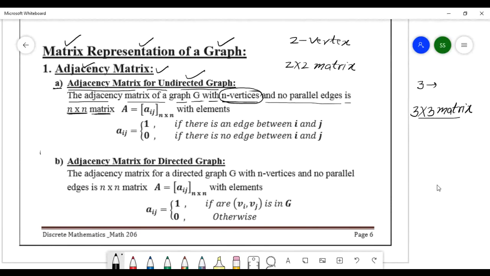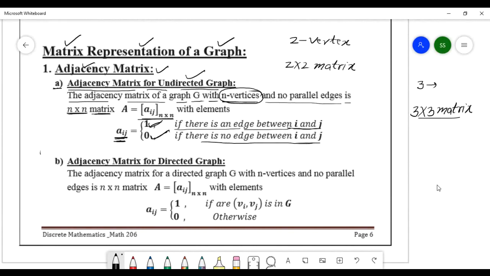How to get this? There is a rule here. See, you will get the elements like that. The matrix A ij will be n by n. If there is an edge between i and j, you will write 1. If there is no edge between i and j, you will write 0. Only you have to do this. If an edge exists, write 1. If no edge exists, write 0. I will come to the example, then it will be clear to you.